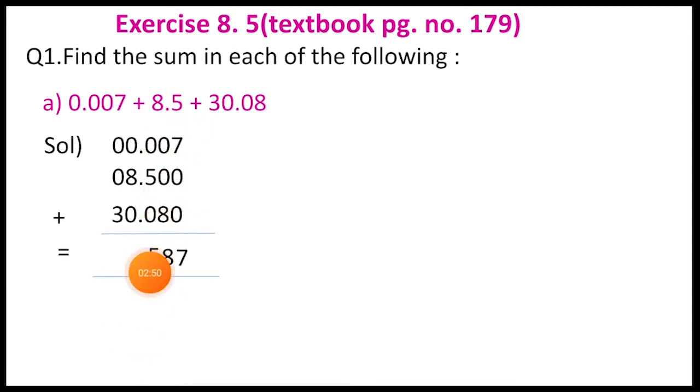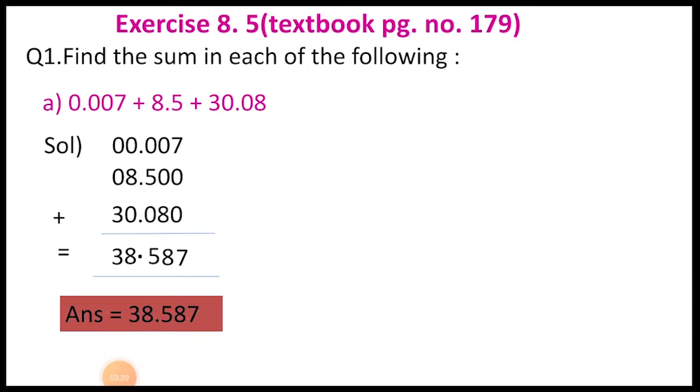Now the decimal digits are all over. In front of the decimal digits we have the decimal point, which has to be brought down as it is, and then we will add for the ones place. For the ones place, that means the whole number value, 0 plus 8 plus 0 will give us 8 only. Now for the tens place, 0 plus 0 plus 3, so you will get 3. So the sum is 38.587.